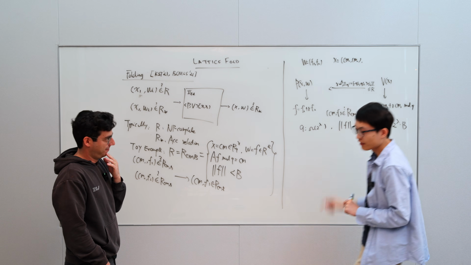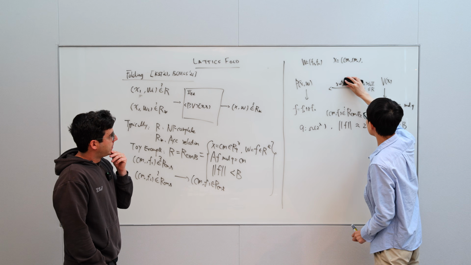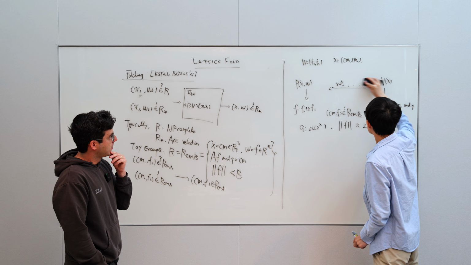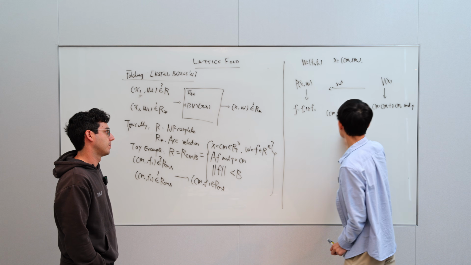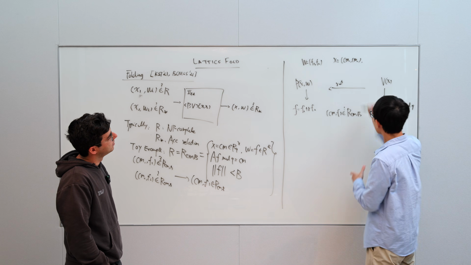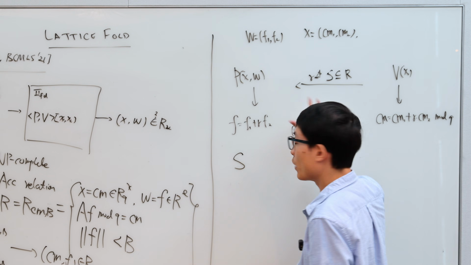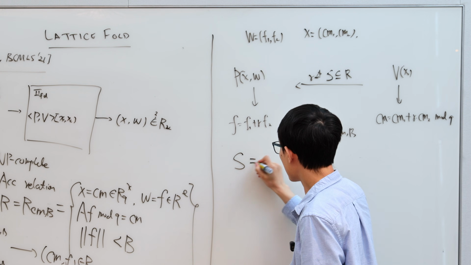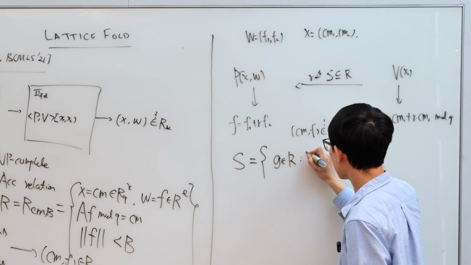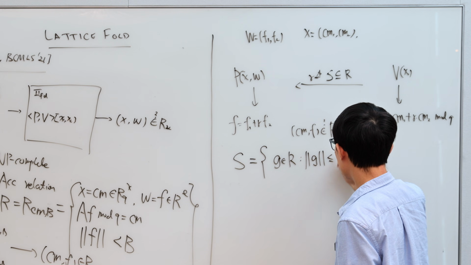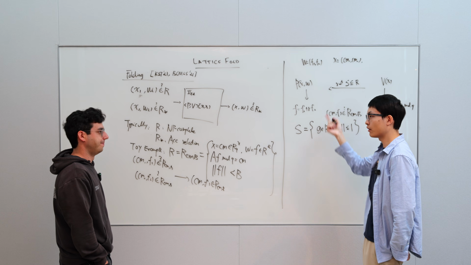We choose another set. So the first idea here is that we can replace this challenge set with a new set, which I call S. Okay, so this S is a subset of R, which I define as follows. There are many ways to define S; I just choose one example. You can choose S to be the set of polynomials in R for which the infinity norm is less than or equal to 1. Essentially, these are the polynomials whose coefficients are just 0, 1, or minus 1.